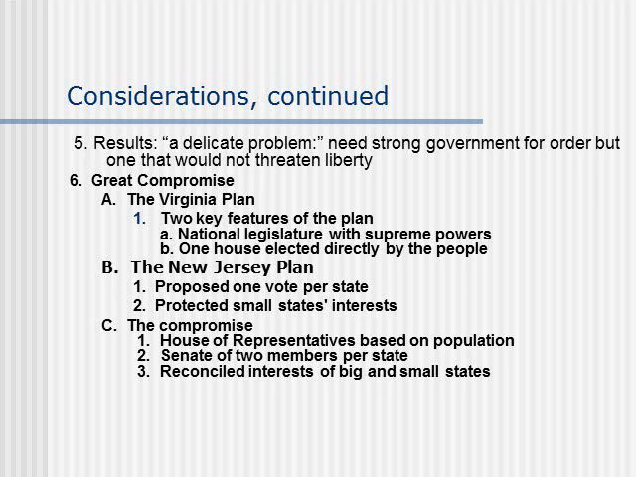The compromise is that they took key elements of the Virginia plan and a few elements of the New Jersey plan, and this compromise is also known as the Great Compromise, the Connecticut Compromise, or the Connecticut Plan. The House of Representatives would be based on population, which is like what the Virginia plan called for. The Senate would have 2 members per state, which means states would have equal representation in the Senate, which is what the New Jersey plan was looking to do. So this reconciled the interests of big and small states.